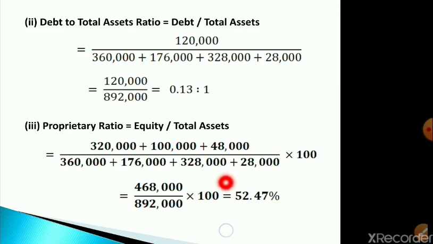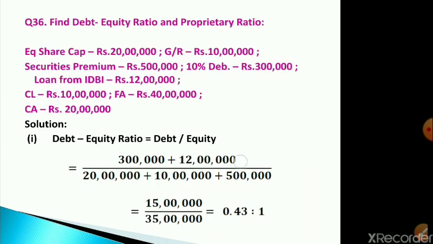So the proprietary ratio can be written in pure form and also in percentage form. It's better if we write in the percentage form. So we will multiply this fraction into 100. This will give us the answer as 52.47%.